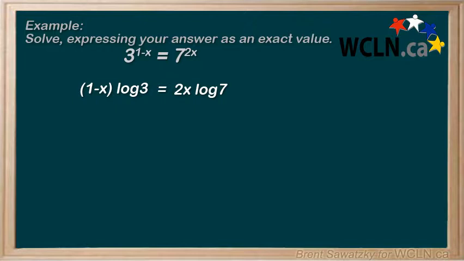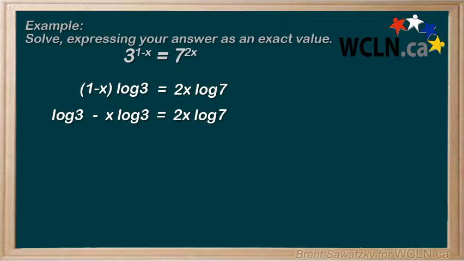In this question, though, we have a couple of x's to deal with, one on the left side and one on the right. Our next step, therefore, would be to work towards getting the x's on one side, and we can do this by multiplying everything out here. Log 3 times 1 gives us log 3, and log 3 times negative x gives us minus x log 3. And on the right-hand side, everything's still the same.